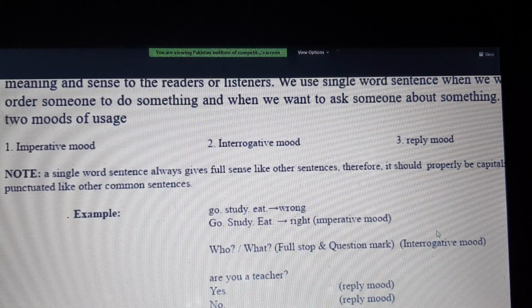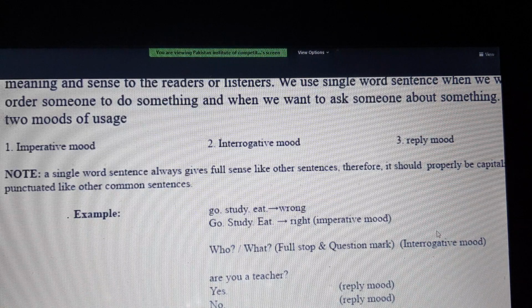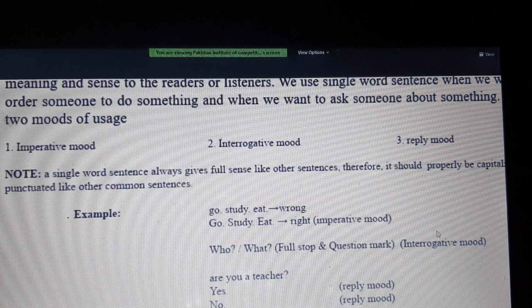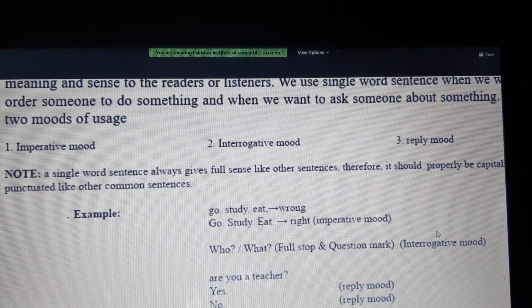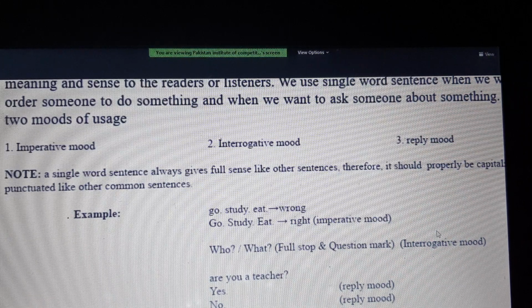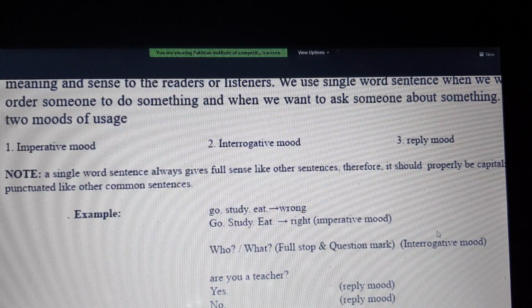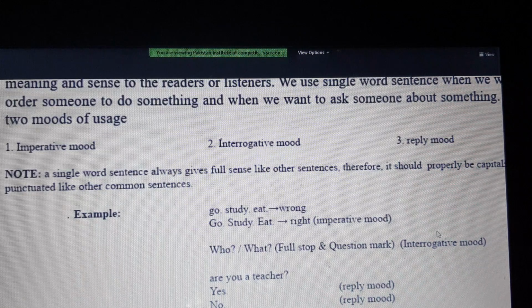मिसाल के तौर पर she went to Islamabad. तो क्वेश्चन आता है when कब, why क्यों, how कैसे, who, with whom किसके साथ. So these are also single word sentences in interrogative mood.